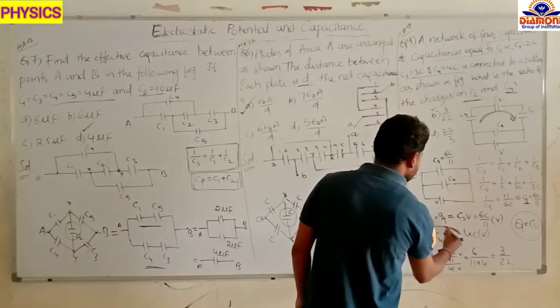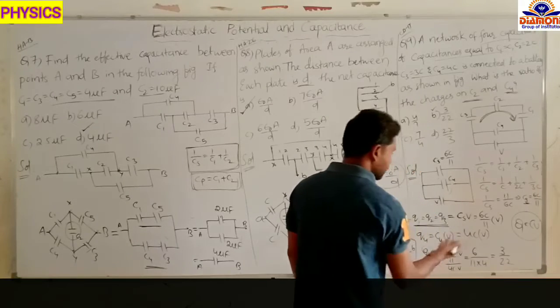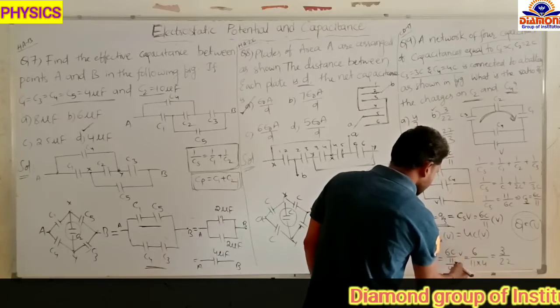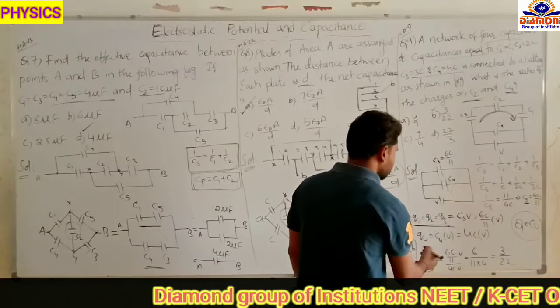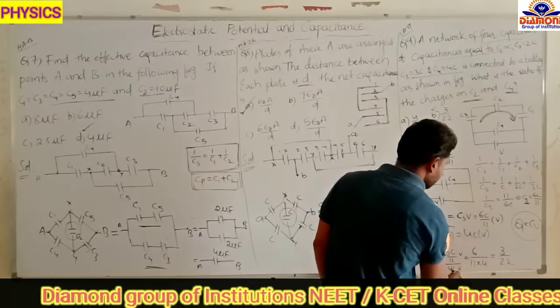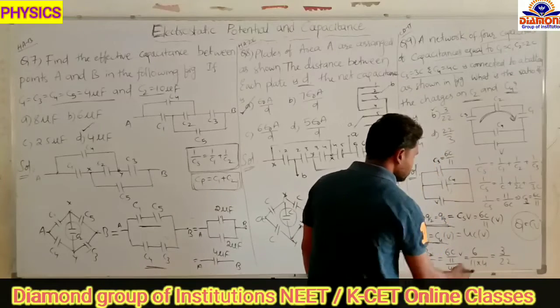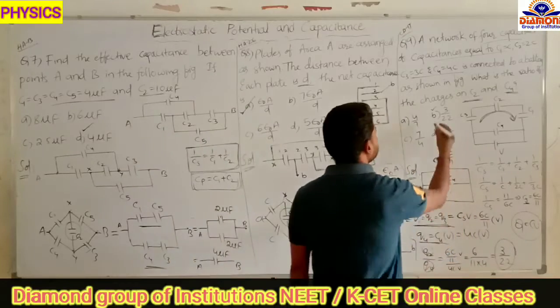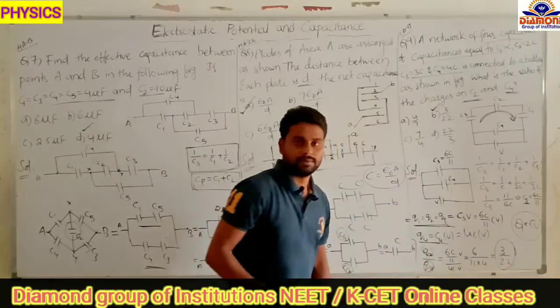The charge on the three capacitors is the same, so that is equal to 6CV by 11. The charge on the fourth capacitor is nothing but 4CV. CV will be cancelled out. Then 6 by 11 into 4, we will get 3 by 22 as the right answer. The ratio is 3 by 22. Like this, solve the problems.